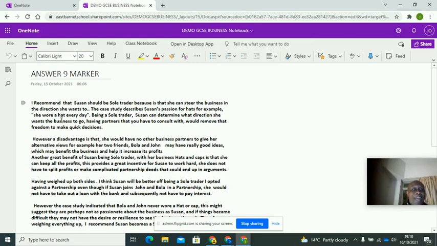For example, she wore a hat every day, and I put that in quotation marks so the examiner knows I've got it from the case study. Being a sole trader, Susan can determine what direction she wants the business to go into. Having partners that you have to consult with would remove that freedom to make decisions, to make quick decisions.